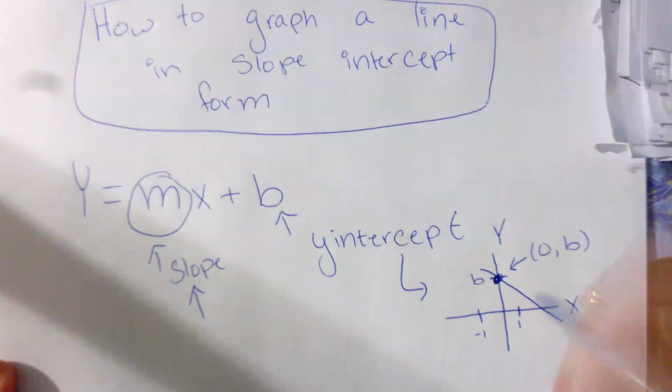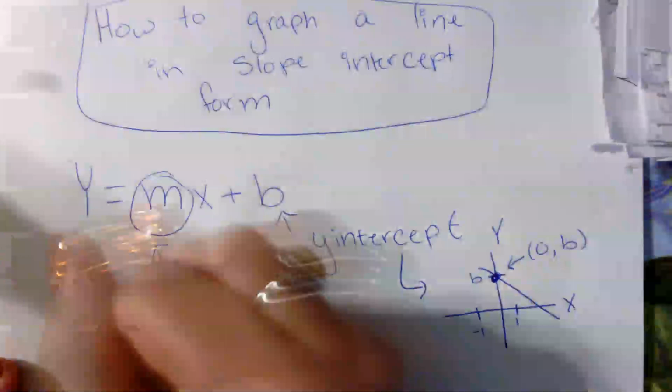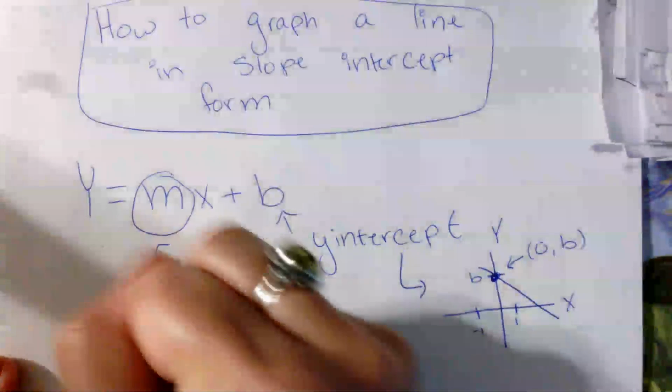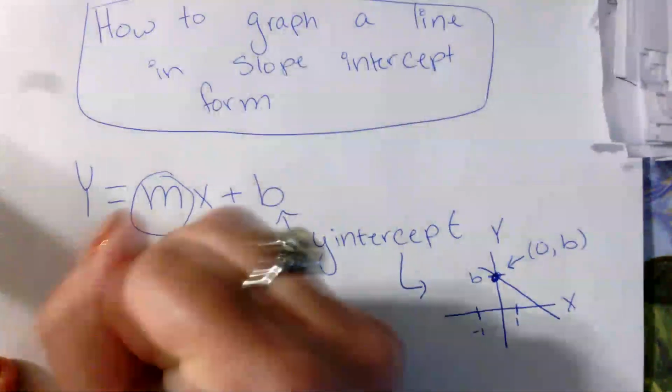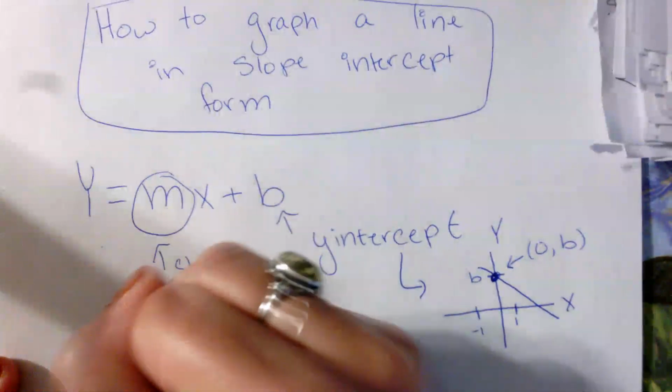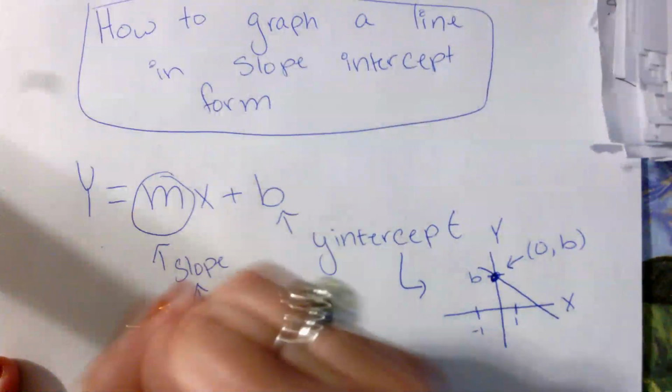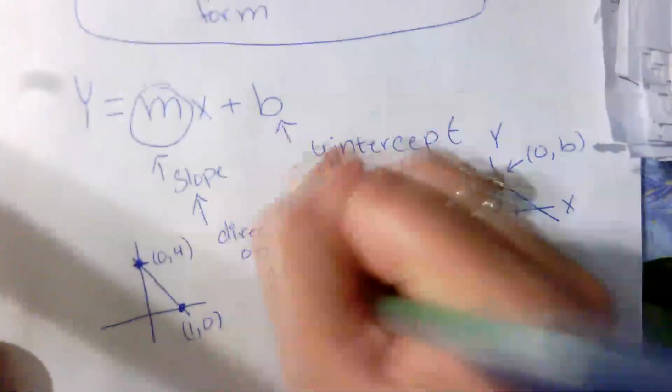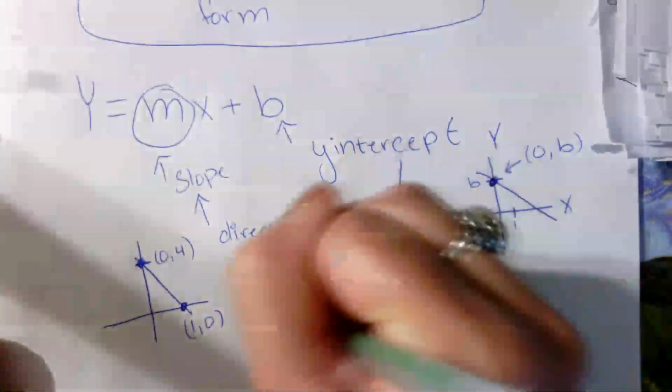My slope, on the other hand, tells me about how to get from one point to another point. So let's draw an example line again. Let's call this point 0, 4, and this point 1, 0. It literally doesn't matter. The slope is directions on how to get from one point to another.